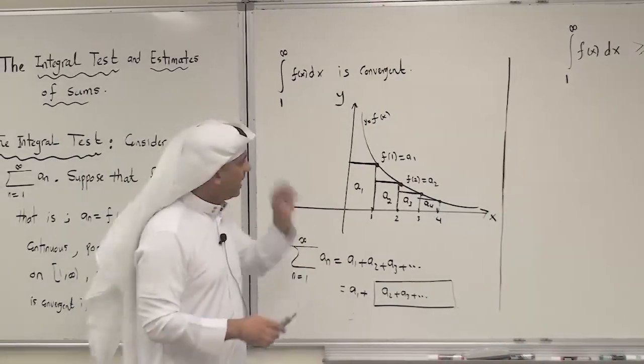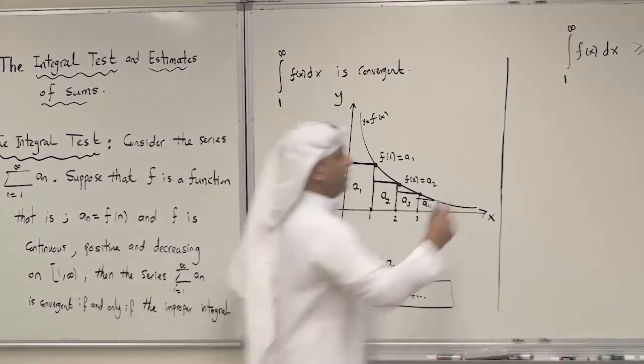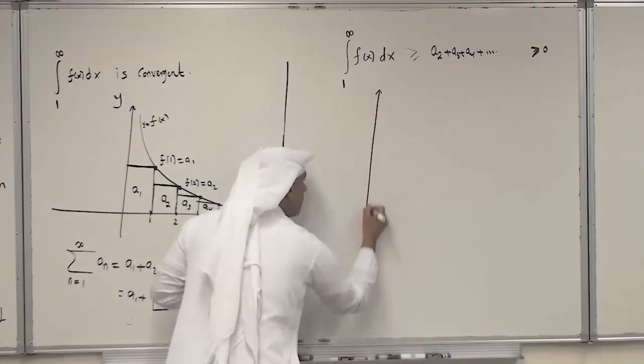That is one point. Now let us look at the same graph in another way. I will sketch the same graph here. This is what we have.